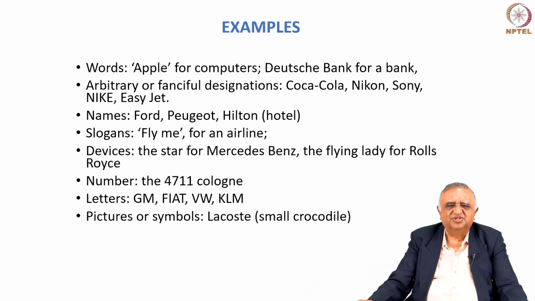Now, let us look at examples. Word Apple for computers, Deutsche Bank for a bank, some arbitrary or fanciful designations, say Coca-Cola, Nikon, Sony, Nike, EasyJet. All these words have no dictionary meaning, they are arbitrarily coined words. Then there are names, Ford, Peugeot, Hilton for the hotel. These are family names, like we have Tata, Birla, Goenkas.